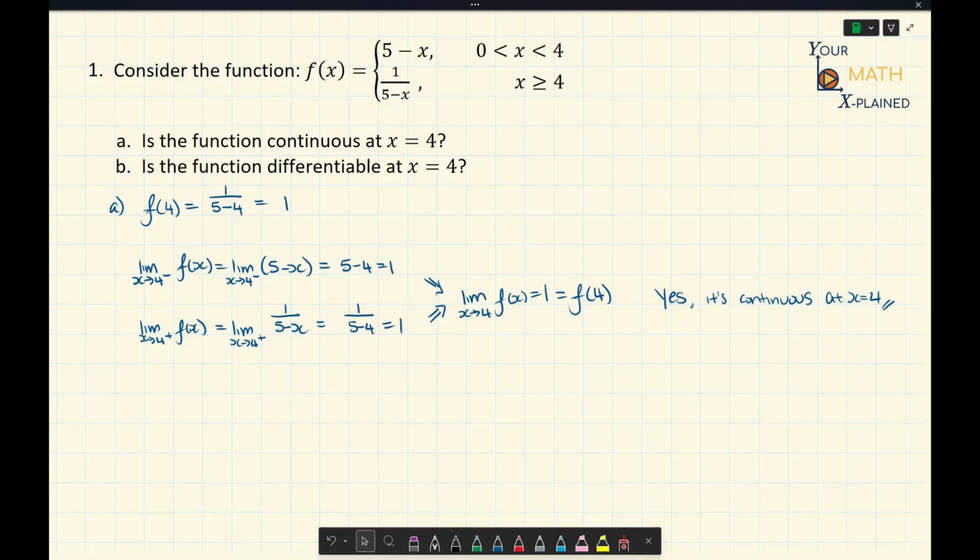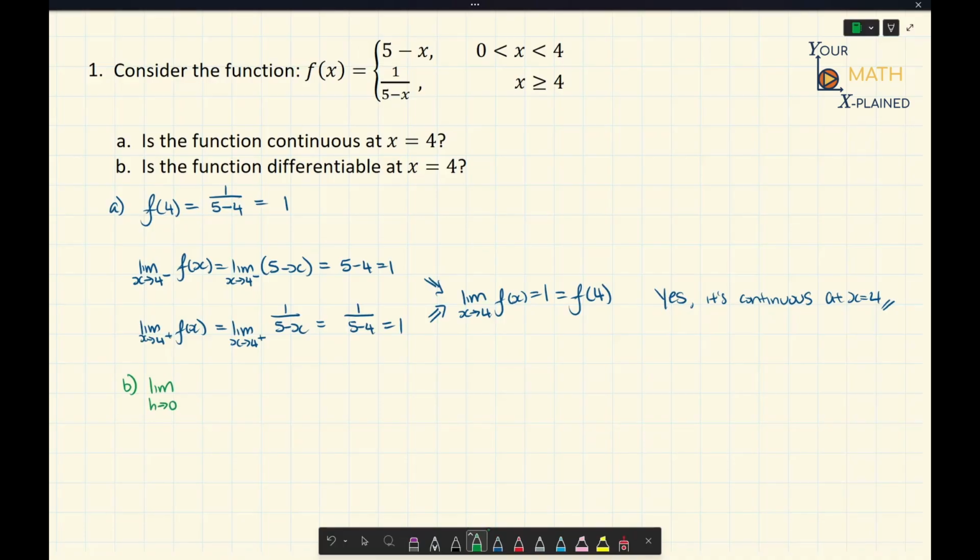Now, the second part of this question is asking if the function is differentiable at x is equal to 4. So this means we need to find the slope of the function as we approach 4 from the left side, and we need to find the slope of this function as we approach from the right side.